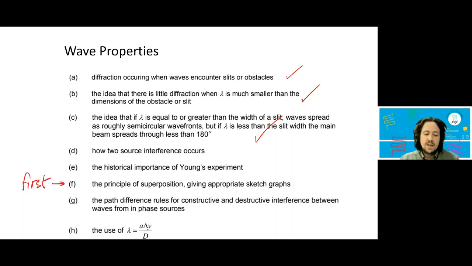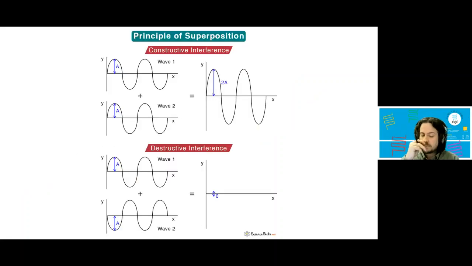Next we're going to jump ahead. Actually, I put a little note there for me to cover this bit first. We're going to look at the principle of superposition, and give appropriate sketch graphs to illustrate what that means. I covered this briefly in the last video, but we'll go through it quickly again. Superposition means where two waves interact and the displacements of each wave are added together.